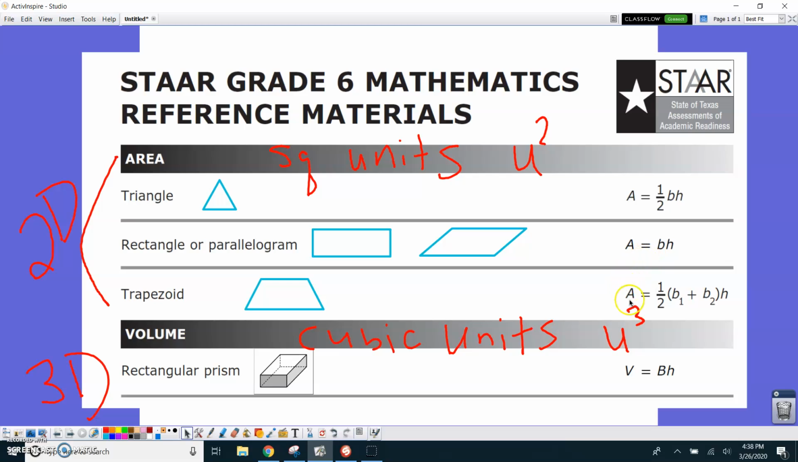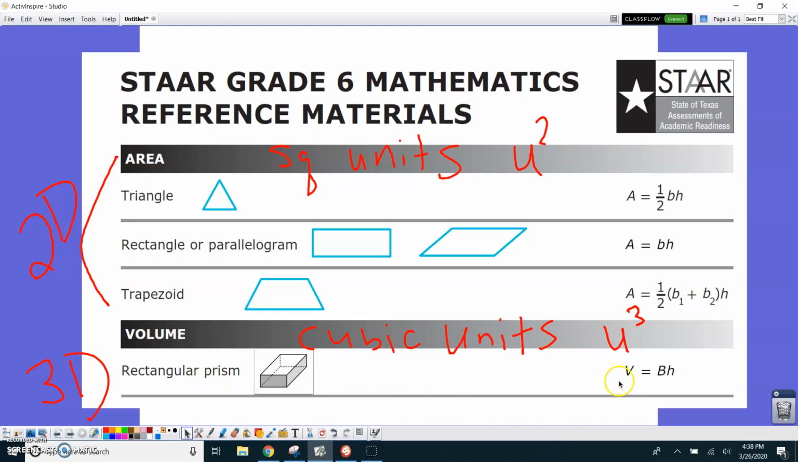A trapezoid, we have area equals 1/2 times the sum of base 1 and base 2 times the height. So that means that this down here would be base 1, and on the top would be base 2. You would add those two together, multiply by 1/2 or divide by 2, and then multiply that by the height.